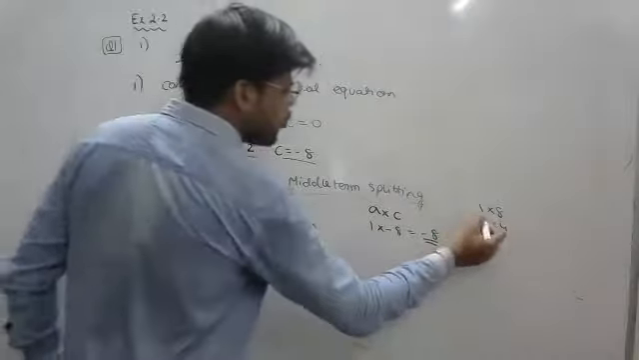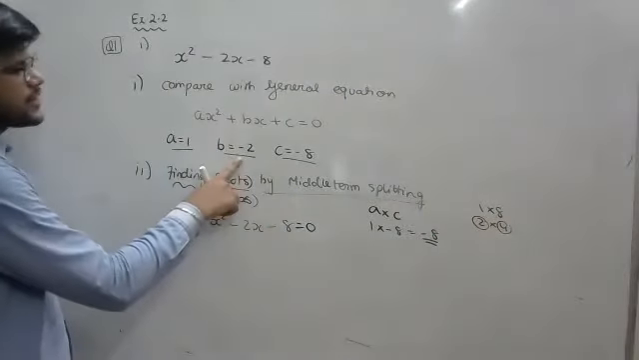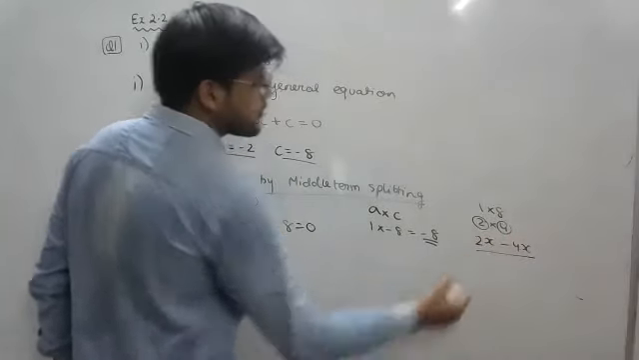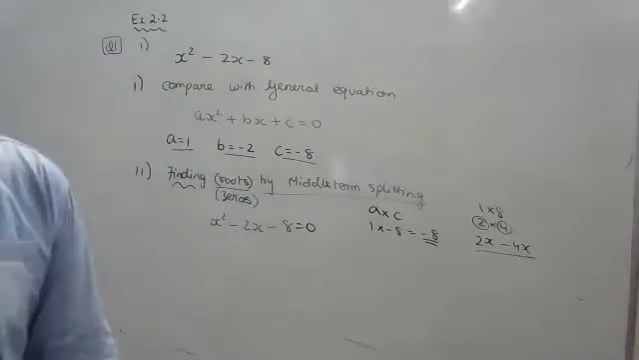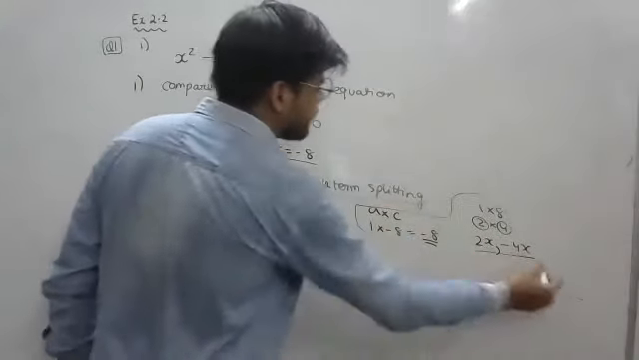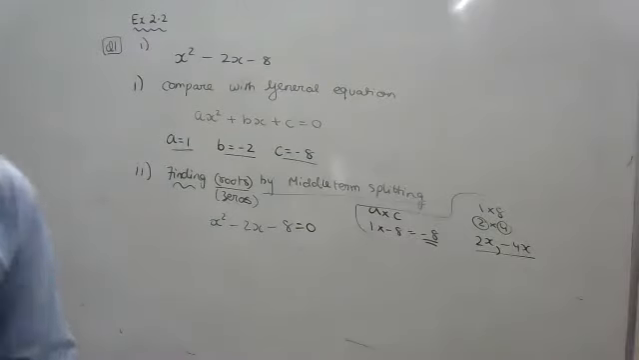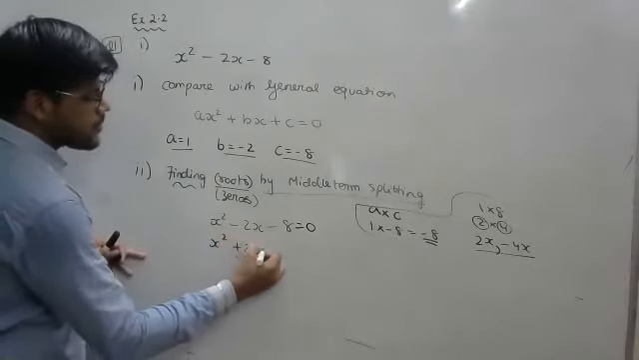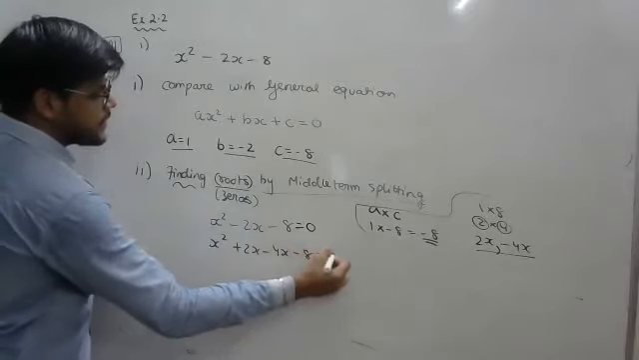That's why we call this middle term splitting. So here we have 2 and 4. We need the final answer to be minus 2. So we'll consider 2x and minus 4x. This entire thing can be done in rough. No need to show this. If you show, great, but it's not compulsory. You can do this mentally also. 2x and minus 4x are the two terms I'm getting. So here I'll write x square plus 2x minus 4x minus 8.